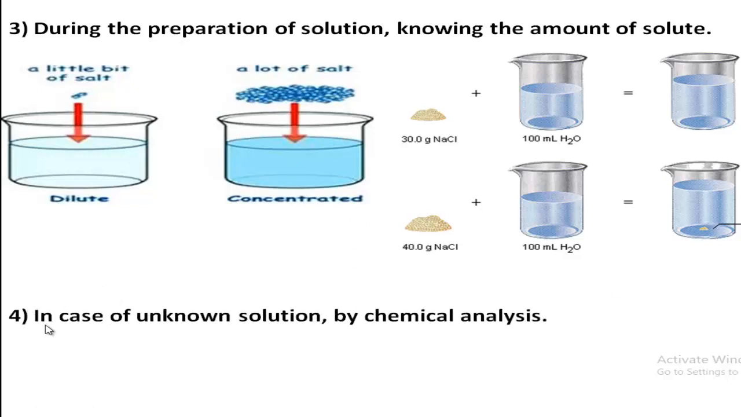Now another way, in case of an unknown solution by chemical analysis, that means the solution is not colorful or not edible, or you don't know the amount of solute. In that case, what will we do? Yes, of course, in that case also we can identify dilute and concentrated solution by chemical analysis, and this topic you will learn in higher classes. So in different ways we can easily identify the dilute and concentrated solution.